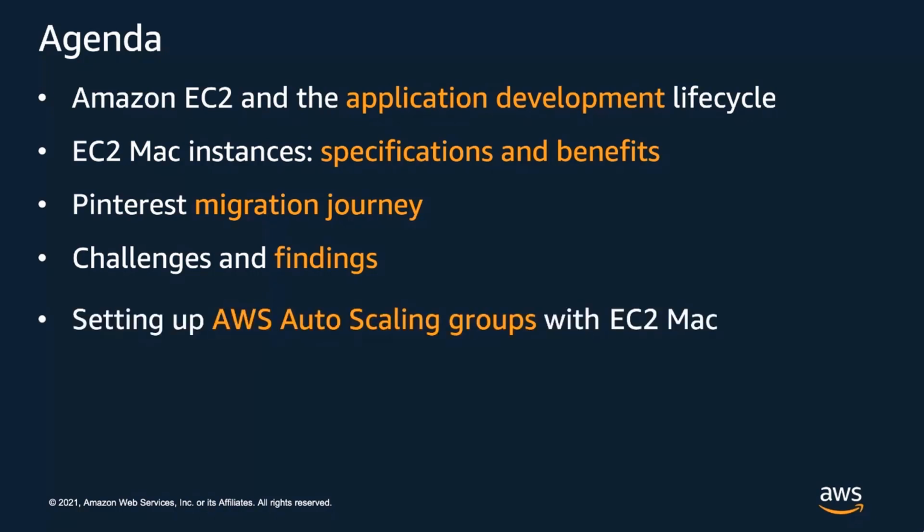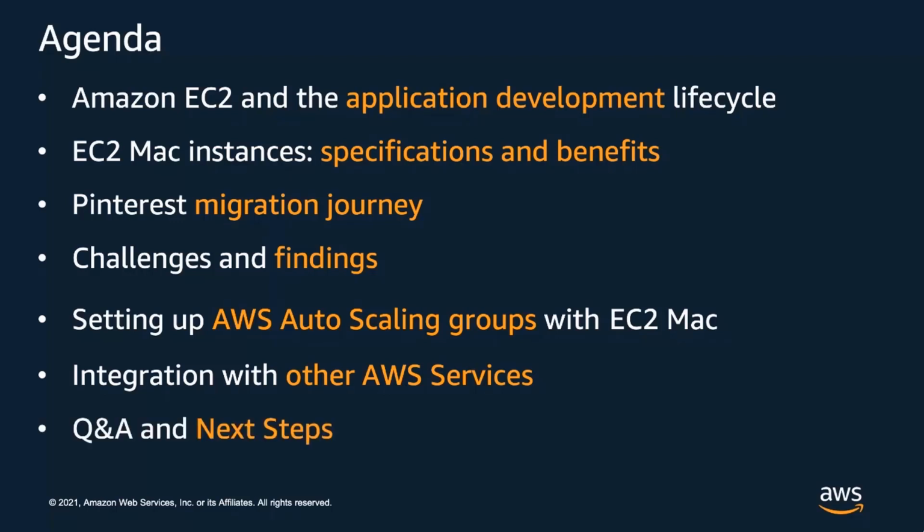He'll go into a bit of a tech deep dive on setting up AWS auto-scaling groups with EC2 Mac and share some of his tips and tricks there. Lastly, we'll cover the integration with other AWS services that you get from using Amazon EC2 Mac instances. And we'll end with some Q&A and some next steps.